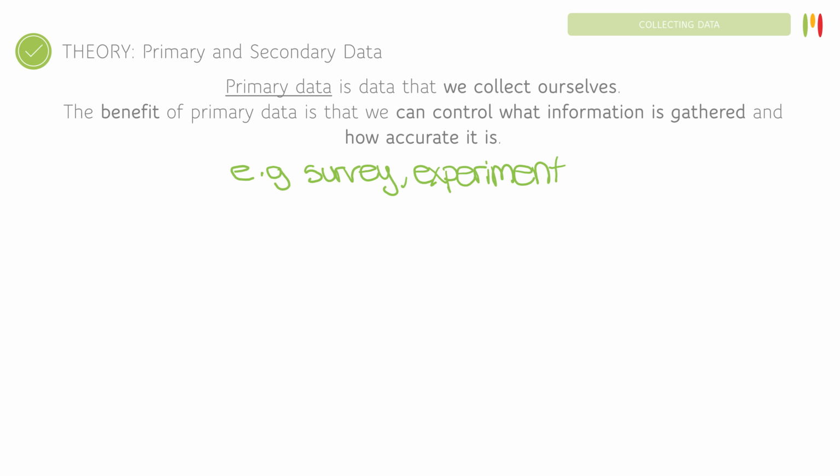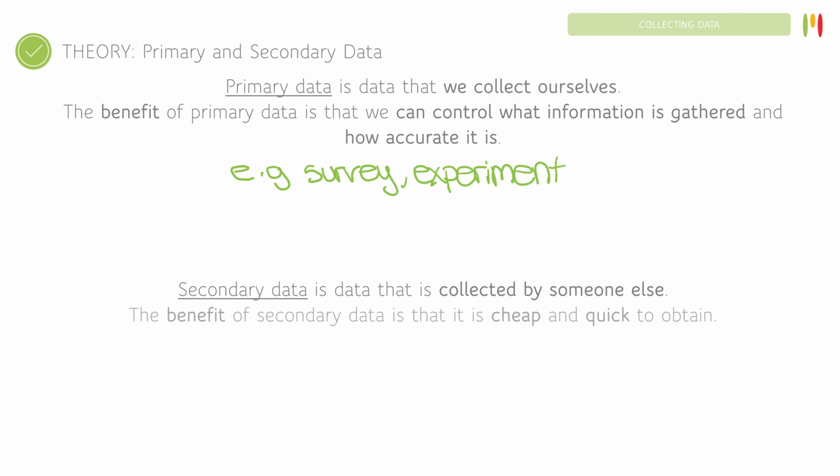On the other hand, secondary data is data that is collected by someone else. The benefit of secondary data is that it is cheap and quick to obtain. So when we read a newspaper or read an article on the internet, that is secondary data as someone else has gathered the information and presented it to us. These are the key differences between primary and secondary data.